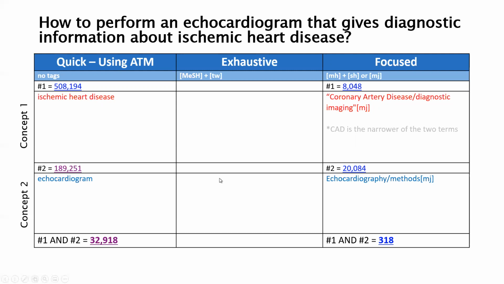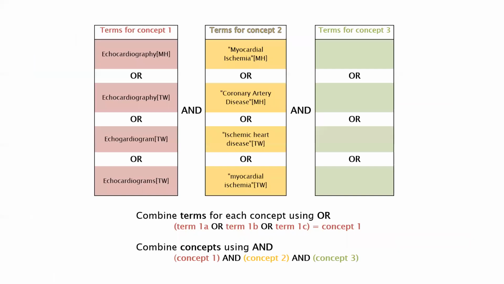How do we put all of this together that we've been looking at? So again, our first concept is echocardiography. We start out with the medical subject heading that we've identified, and then we can take these text words that occur in probably the title or abstract, echocardiography, echocardiogram, and then maybe we'll throw in a plural or another term. So this is essentially our first concept.